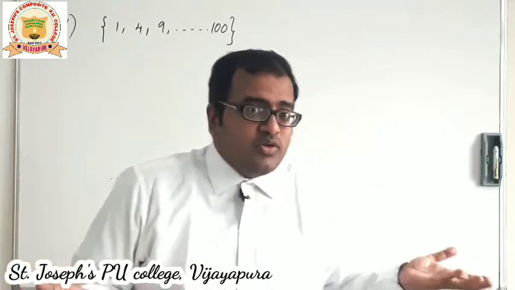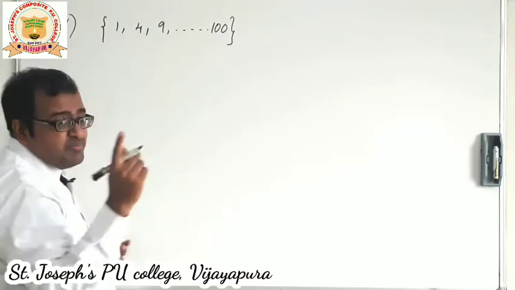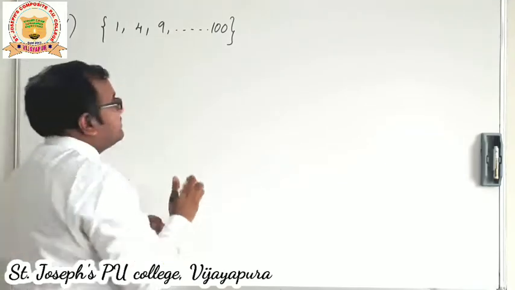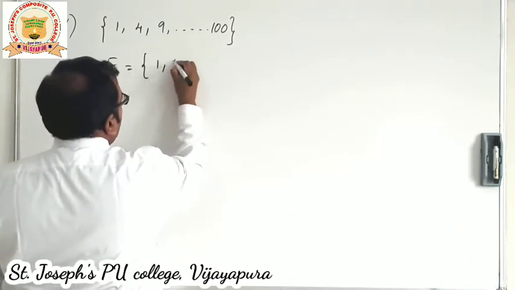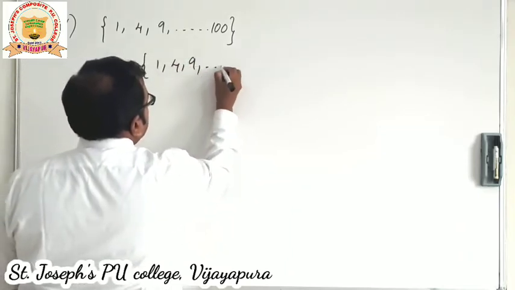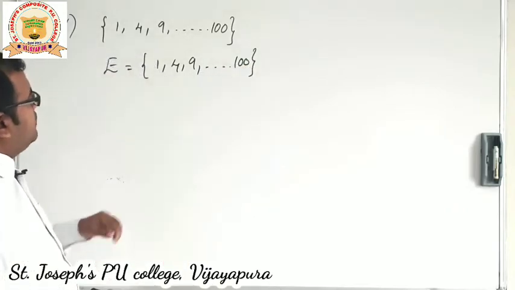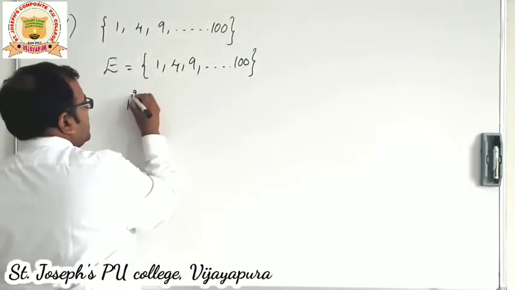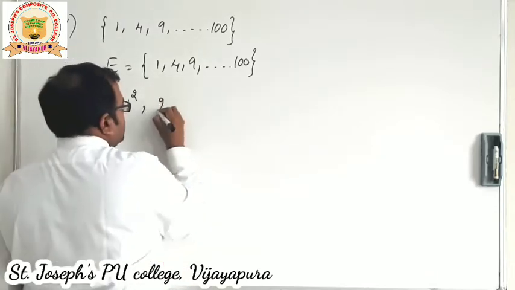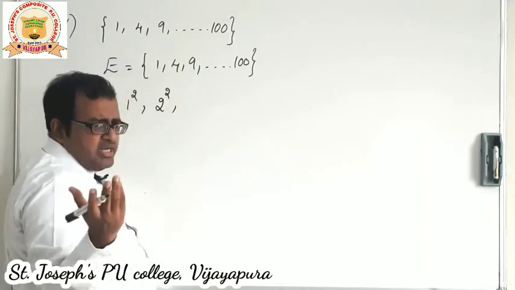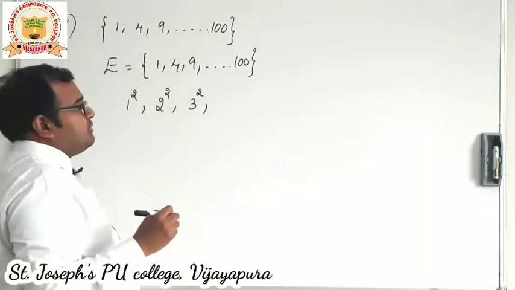Perfect squares, of course. They are perfect squares. So 1 is nothing but, okay, let me name the set first. I'll call it E. Set E is equal to 1, 4, 9, go on till 100. Now, what is 1? 1 is 1 square. What is 4? 4 is nothing but 2 square. Perfect square, right? 9 is a square, which is nothing but 3 square.